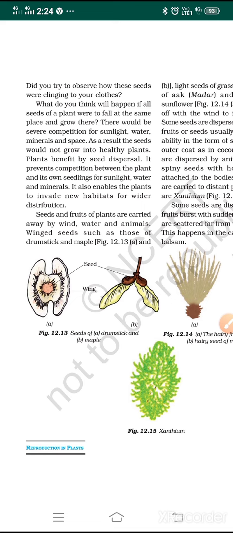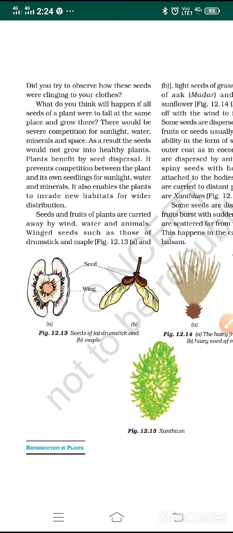So what do you think would happen if all seeds of a plant were to fall at the same place and grow there only? Suppose all the seeds of a plant fall down at the same place just below the tree, and they grow. What happens there? Automatically all of them grow as young plants, again in a group.